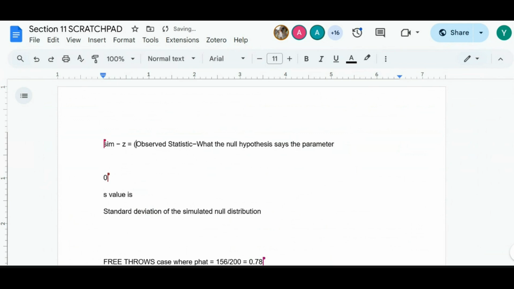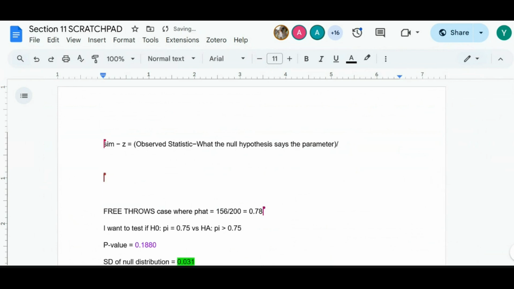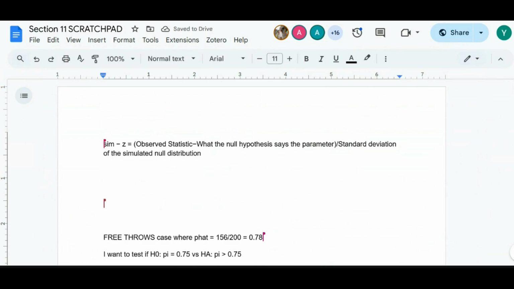This is the numerator. So I'm going to put it in the parentheses, and you divide by the standard deviation of the null distribution. Okay. Can anyone do this? And if you can do this correctly, I will be overjoyed.